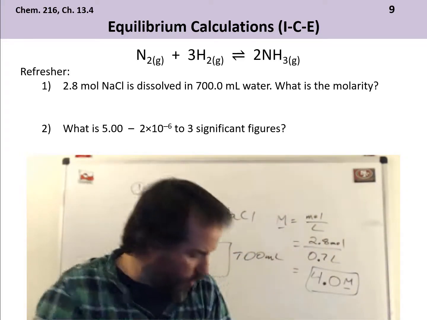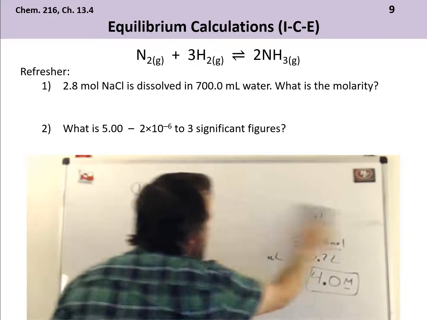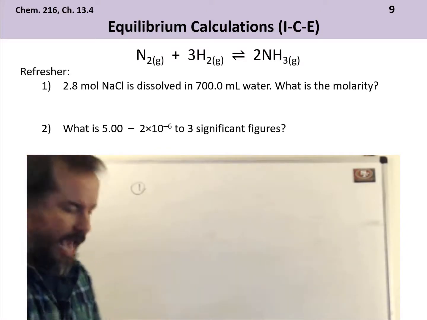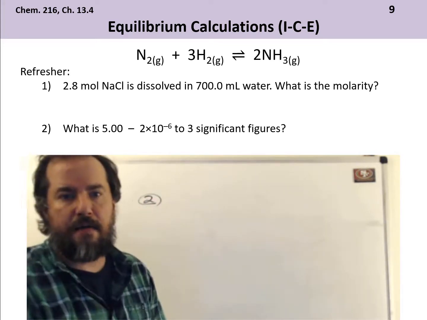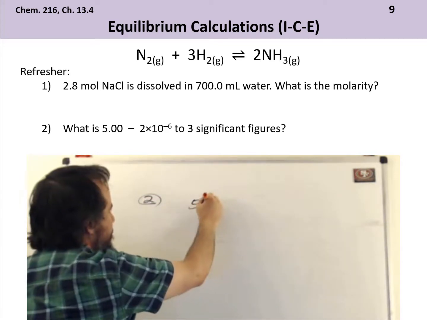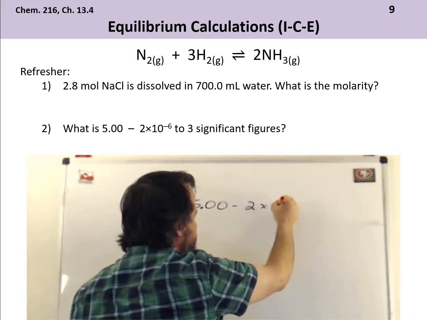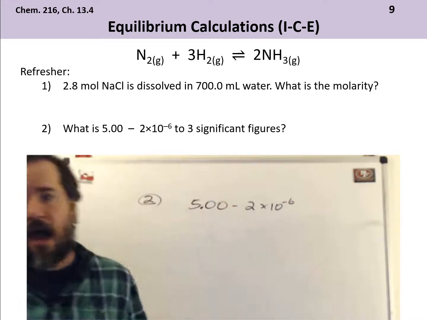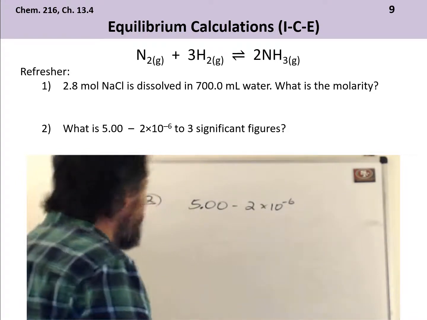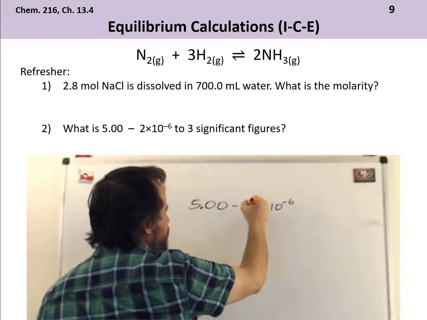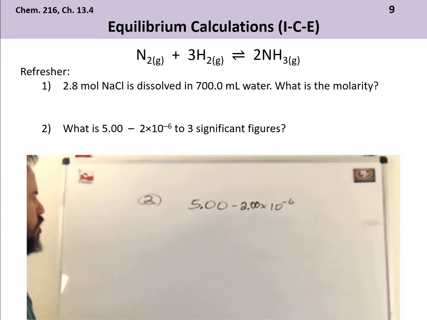Okay, in the second one, I have erasers somewhere. They're right here. All right. In the second one, now we're looking at some math problems. We're taking 5.00 minus 2 times 10 to the minus 6. And I want to calculate this to 3 sig figs. I probably should have given you 2.00 times 10 to the negative 6 to actually do it, but I want to have this to 3 sig figs.